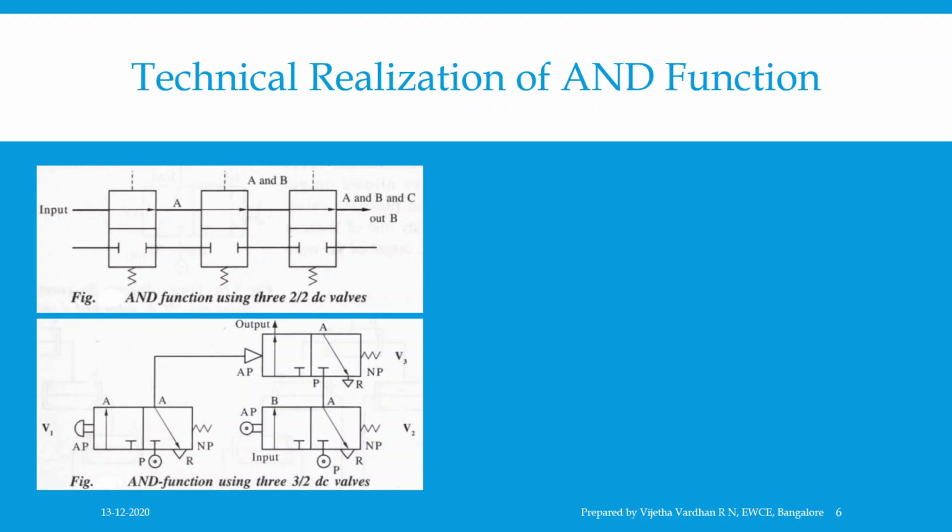When both V1 and V2 are actuated, the signal from valve V1 actuates valve V3 and the signal will pass from V2 to V3, and hence there will be output.